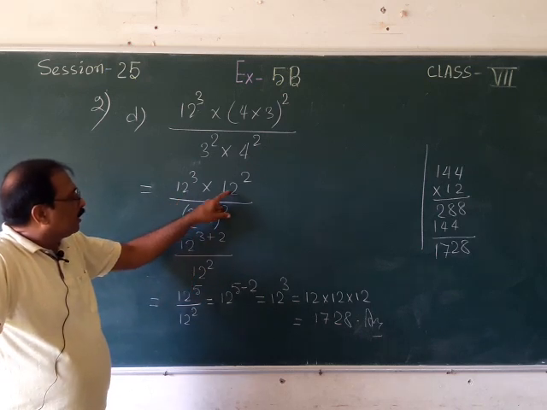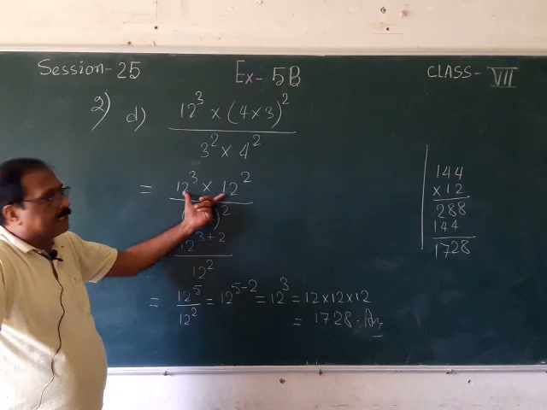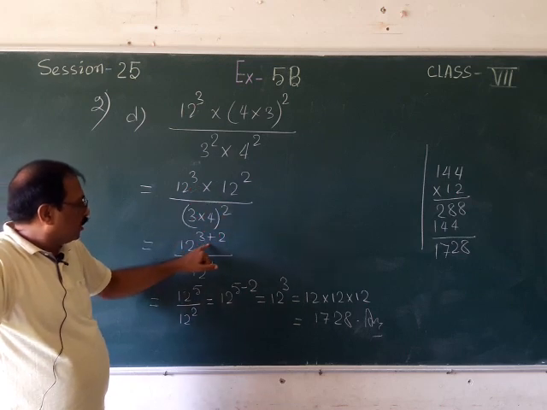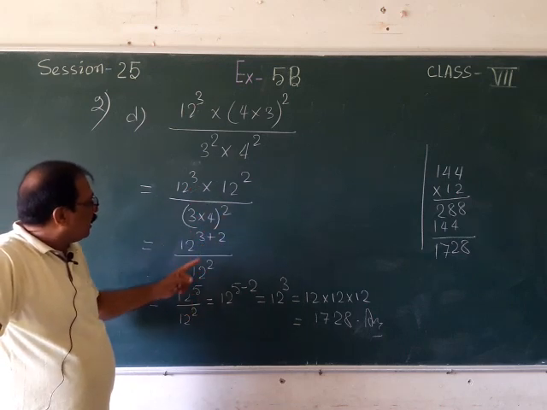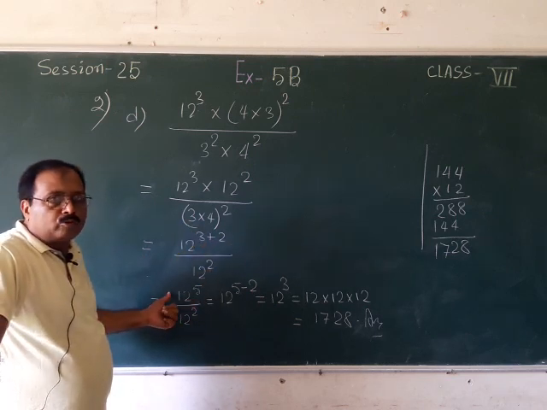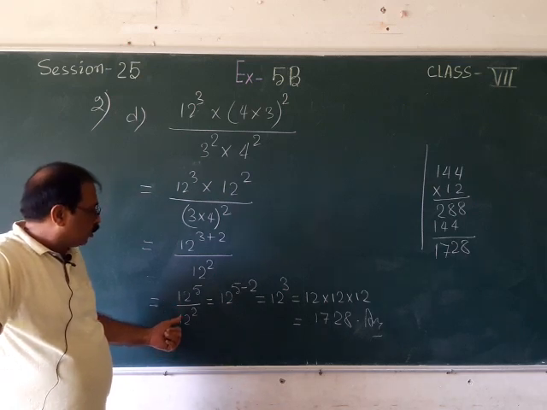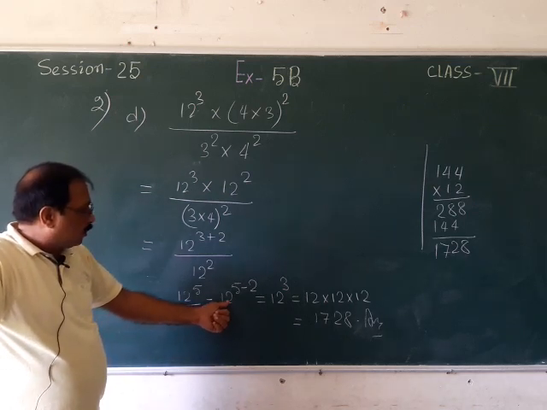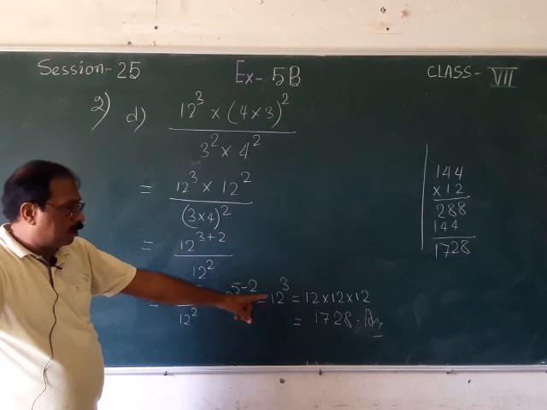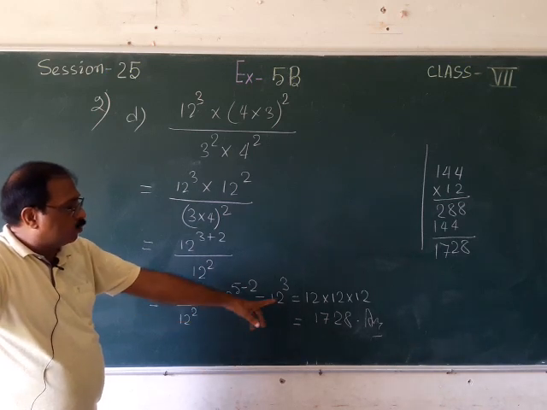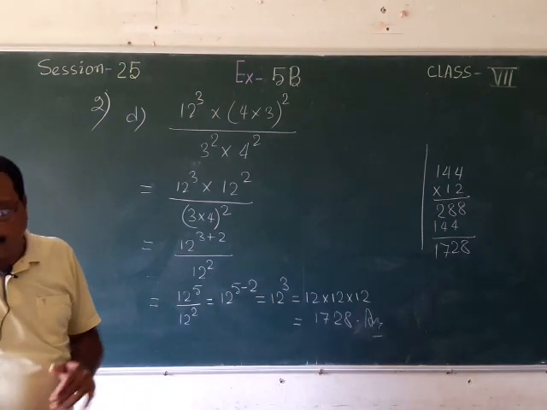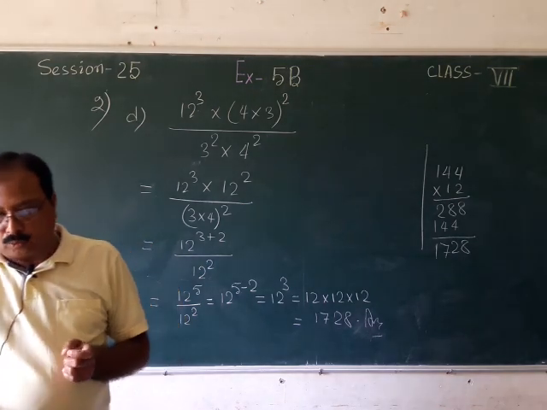Now at the numerator, here 12 and here 12, that means the bases are the same, and it is the case of multiplication, so the powers should be added. So 3 plus 2 becomes 5, and at the denominator 3 4s are 12 to the power 2. Now 12 to the power 5 divided by 12 to the power 2, so powers can be subtracted. So 12 to the power 5 minus 2 I can write, that is 12 to the power 3, and 12 to the power 3 means 12 into 12 into 12. So after multiplying you have 1728, and this is the answer. So like that you can do question number 2D.